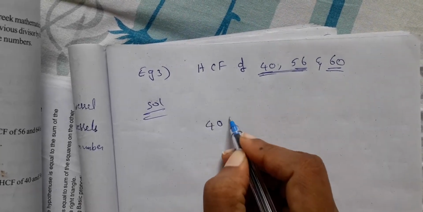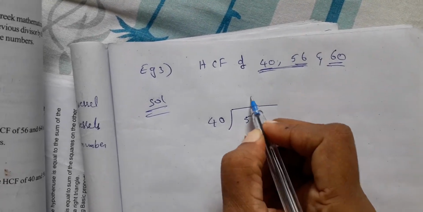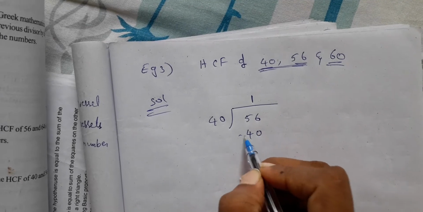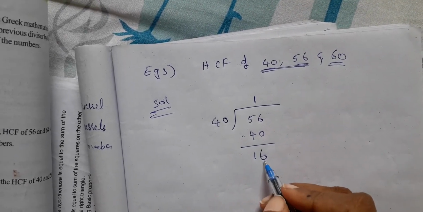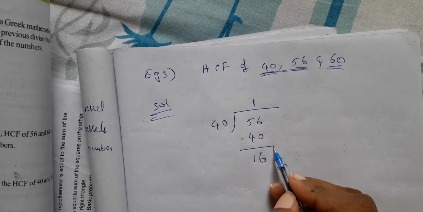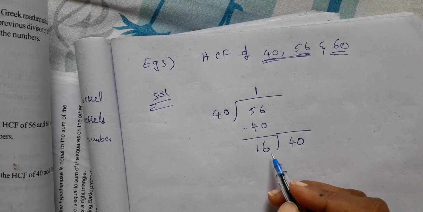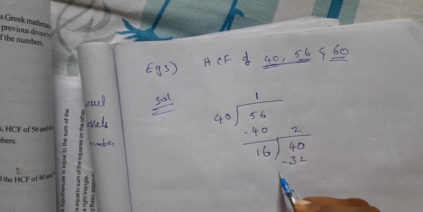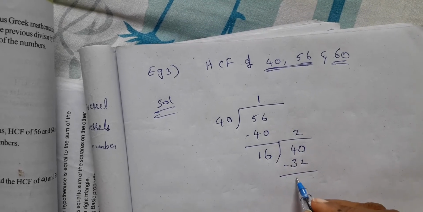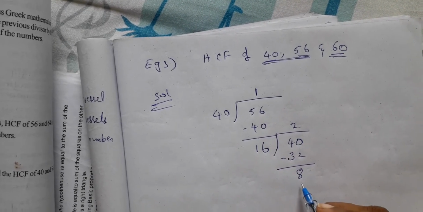So 40 should divide 56. How many times will it go? One time 40, so you are left with 16. Now you bring this divisor, 40, here as a dividend, and now 16 is the divisor. How many times? 2 times, 32, minus. 16 twos are 32, then now it is 8. Now what is the remainder here? 8. It is not 0.